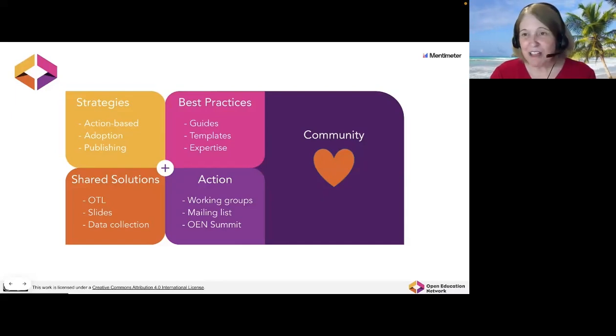And I just love being part of this community. It's full of so many generous, wise, amazing people, some of my favorite people in the whole world. So we're really glad that you're here and part of this community.